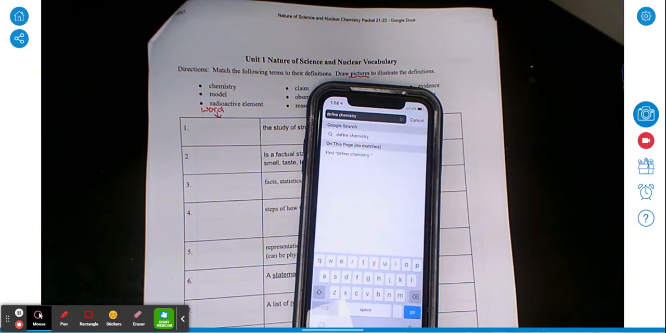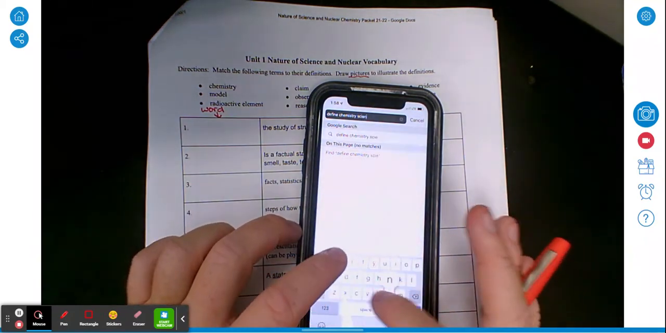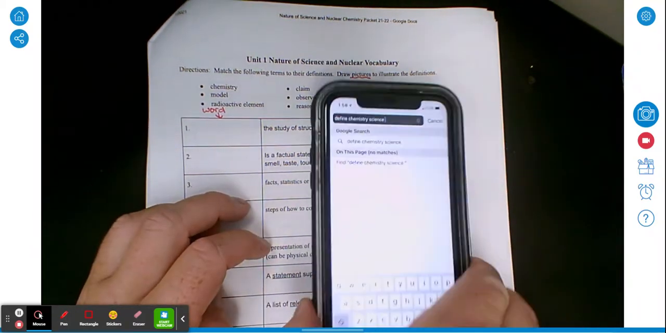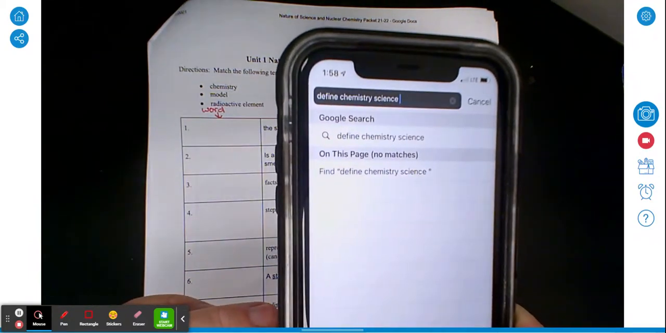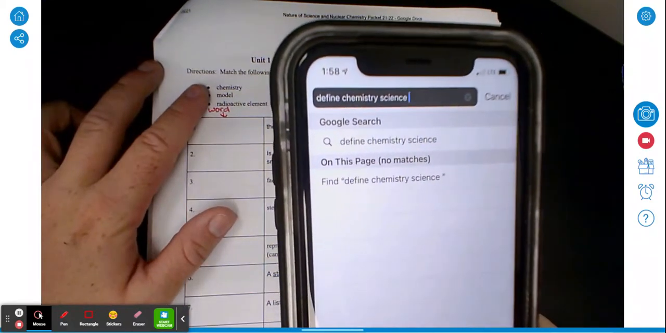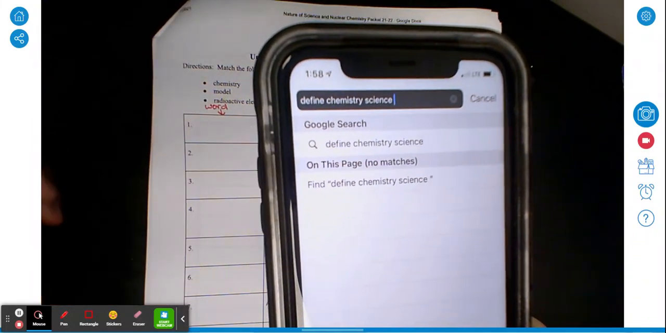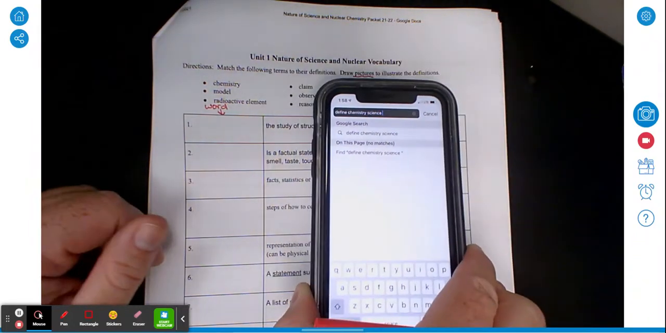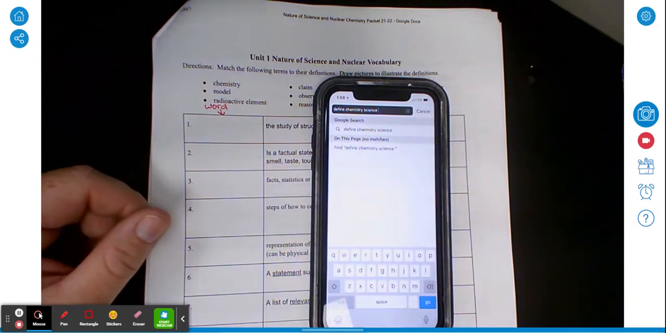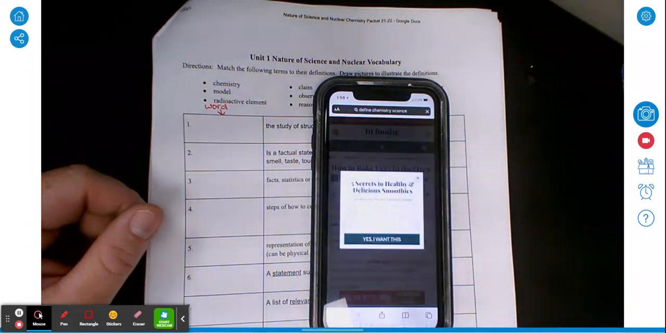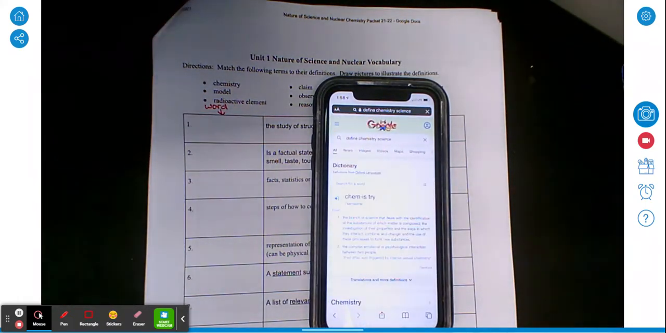I'm going to give you a hint. Some of these words have multiple meanings depending on the context. We are using the context of science. So at the end of your phrase, I would put define chemistry science for whatever word you're using. Maybe you're doing define model science, define radioactive element science. That way you get the type of definition that your packet is going to reference. Click go.